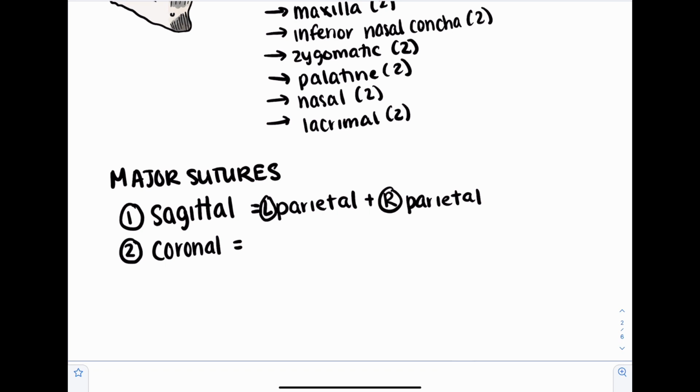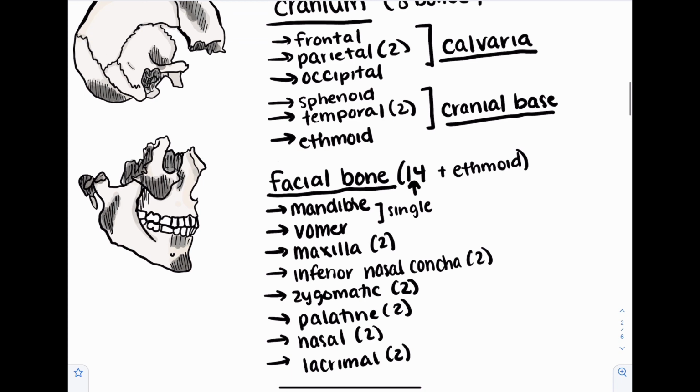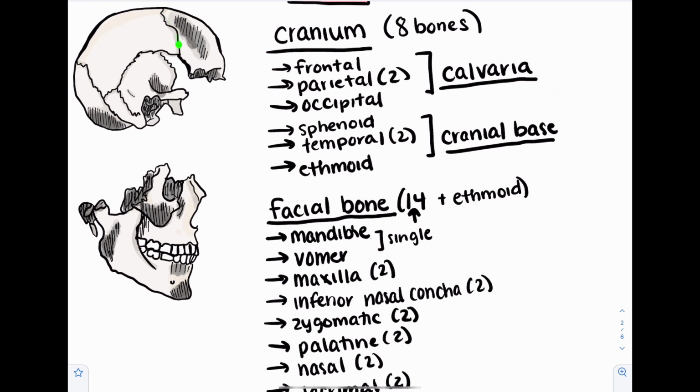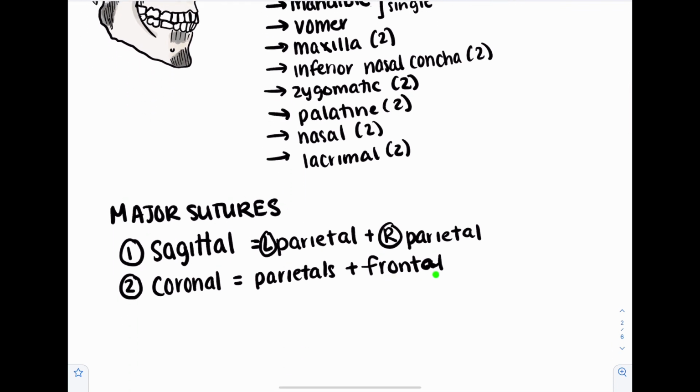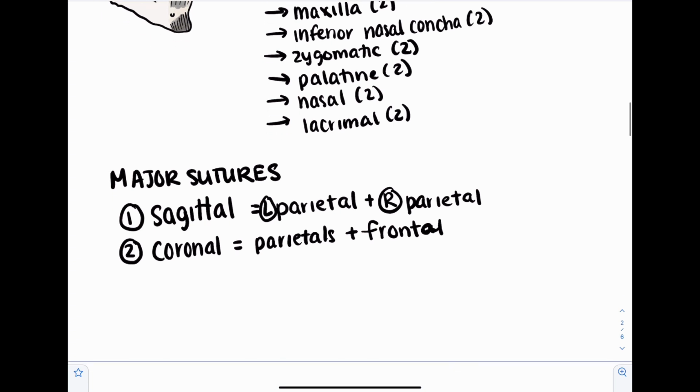Coronal suture is going to be where the parietal bone meets the frontal bone. So where the parietals meet the frontal. And so that suture is right here, the coronal suture. It kind of goes in the frontal plane. So frontal, it goes down the frontal plane where the parietals meet the frontal bone.